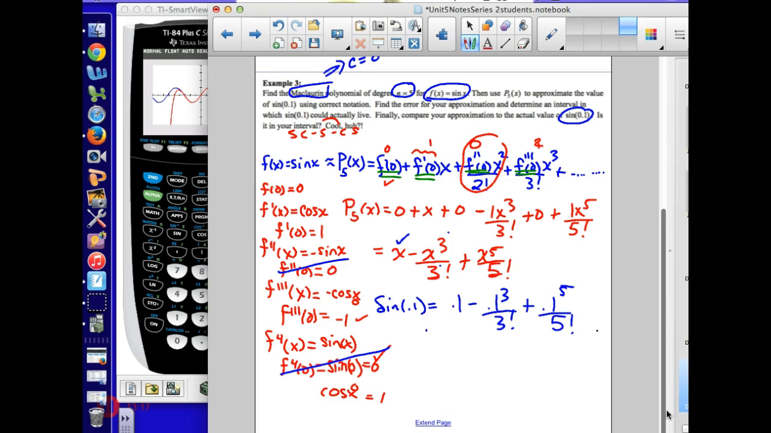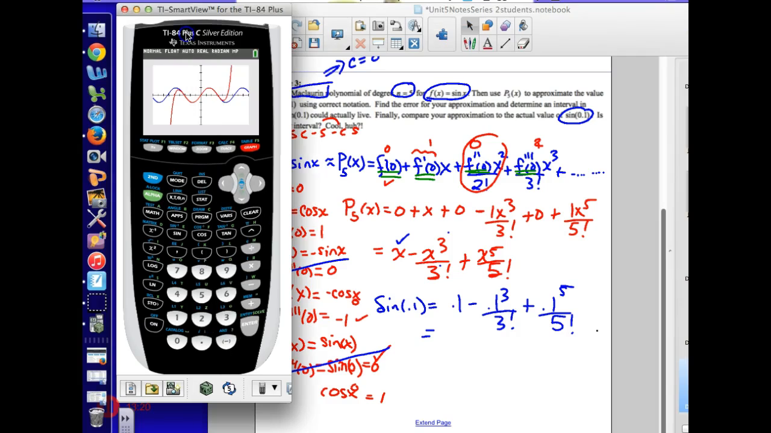And when I do that on a calculator, let's go do that off on the side here. Let's go to a working window. Okay, so I do 0.1, and then I do minus 0.1 to the third divided by 6, or 3 factorial. Oops, I did 0.3. Oh, darn it. 0.1. And then I'm going to do plus 0.1 to the fifth. And then I'm going to divide it by 5 factorial.